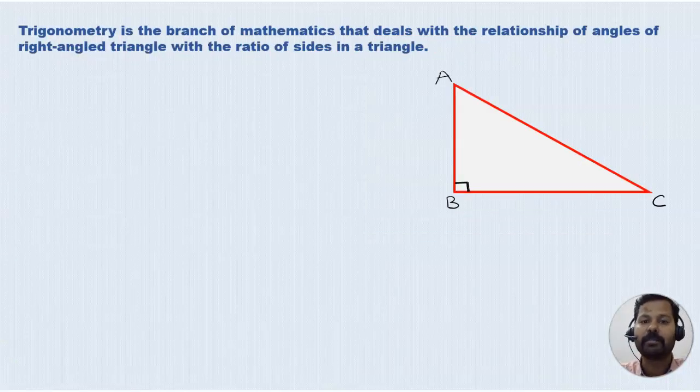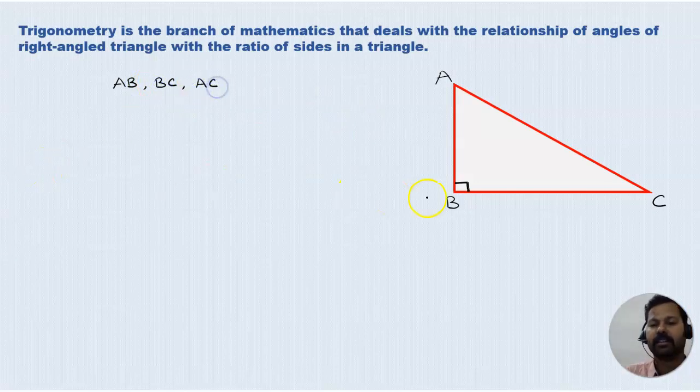Trigonometry is a branch of mathematics that deals with the relationship of angles of right angle triangles with the ratio of the sides in a triangle. So for better understanding, let's see, there is a triangle. As you can see, I have drawn one right angle triangle, and how many sides are there? There are three sides. Sides are AB, BC and AC. This triangle is right angle at B.